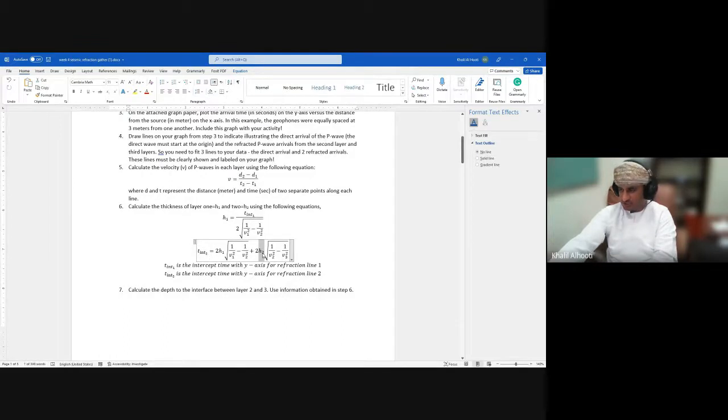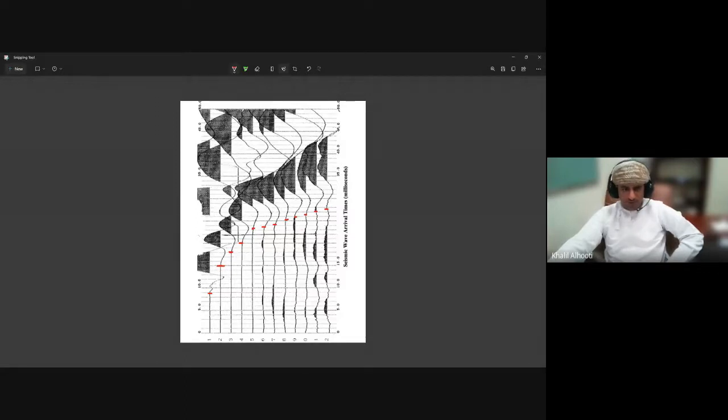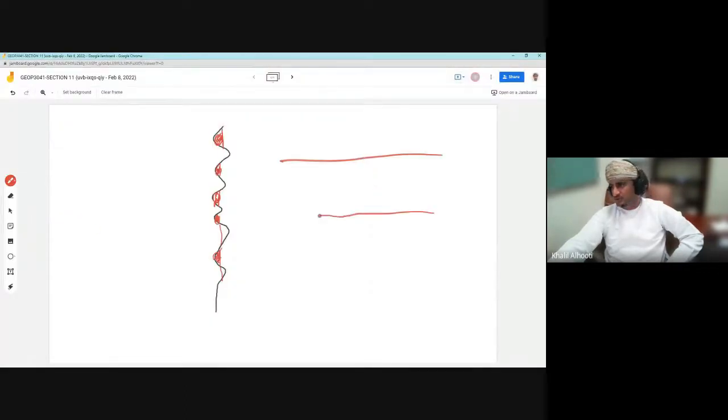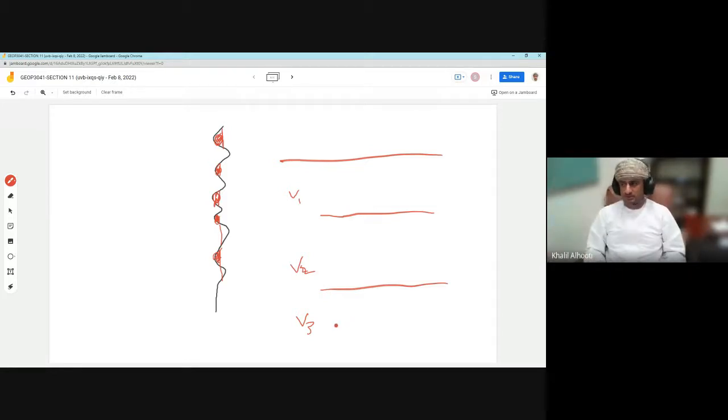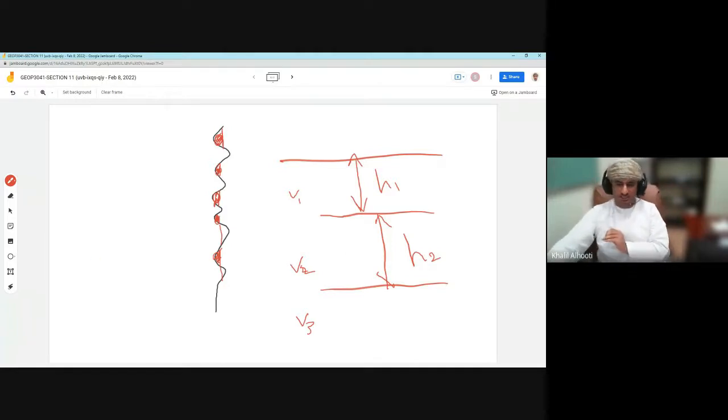The only thing remaining is H2, the thickness of the second layer. That's the thickness of the first layer, and that's the thickness of the second layer. So in this simple case, I have such a model, V1, V2, V3. Can I get the thickness of the third layer? No, it's indefinite. That's the model we have. This is the thickness of the first layer, H1. That's the thickness of the second layer, H2. It's thickness, not the depth. H2 is actually the thickness, not the depth.